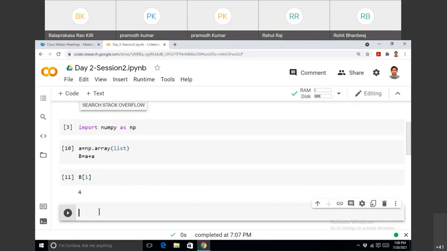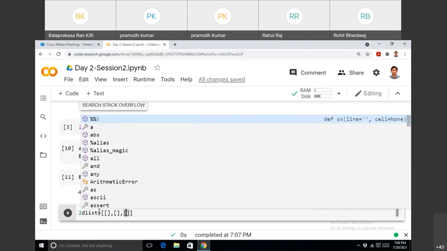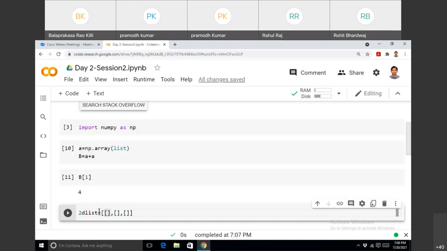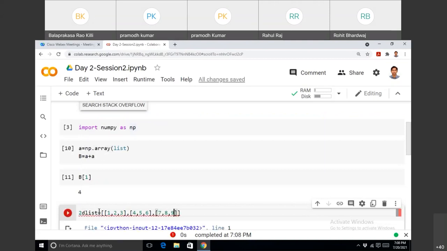Now, you know how to create a two-dimensional list, right? Let me call it 2D list. How to create a 2D list? This is the first row. This is the second row. This is the third row. Let us say I am defining it with three rows. Let me define 1, 2, 3, meaning three elements in each row. 4, 5, 6. Then 7, 8, 9. So this is a 2D list, right?